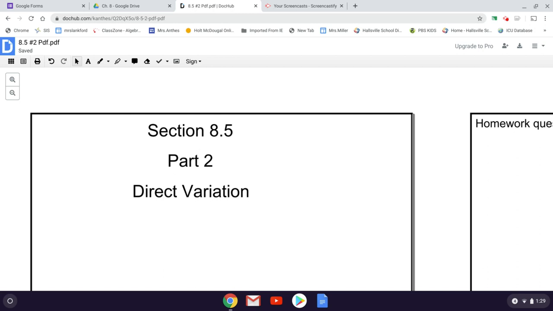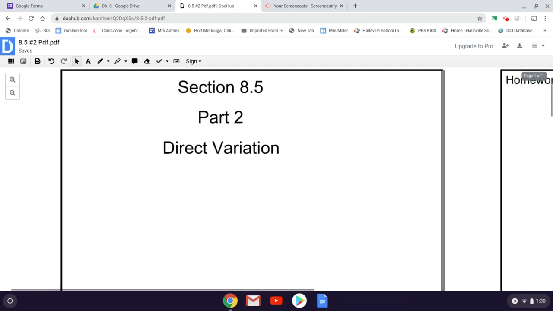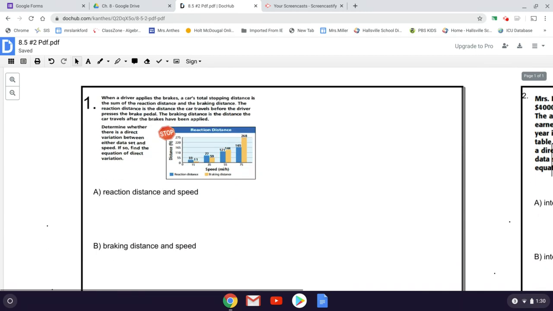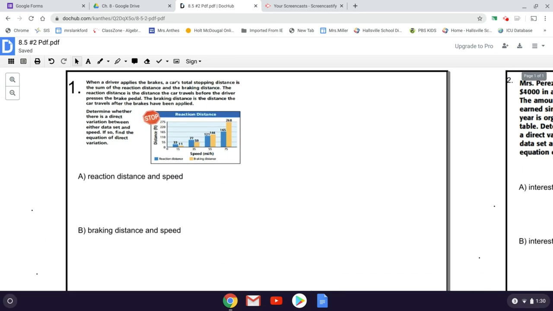All right, so today we're covering section 8.5 part 2 over direct variation. You should have an outline over this. I think it's a half sheet piece of paper. Okay, so number one, what we're going to do is determine whether this is a direct variation, and then we will find the equation for it if it is.